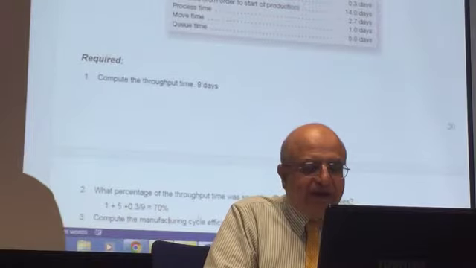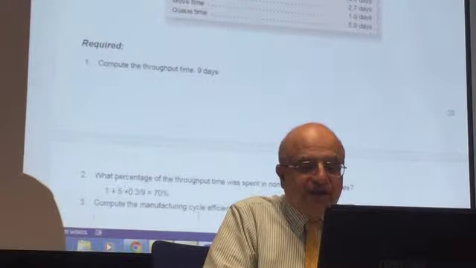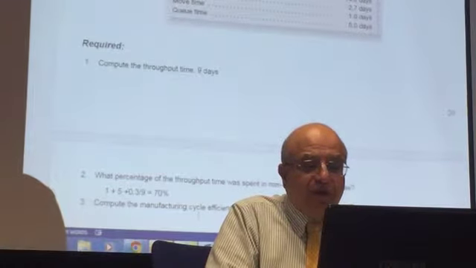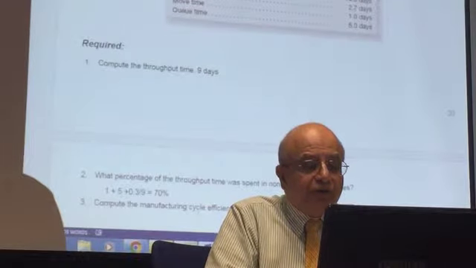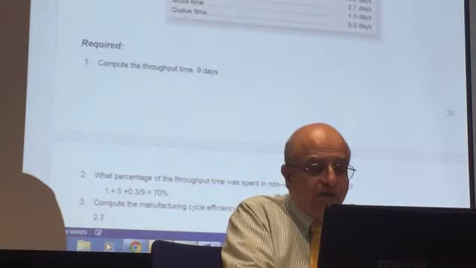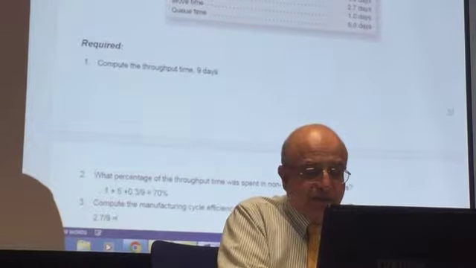And if you look at the MCE for the quarter, the manufacturing cycle efficiency, it's the value added time divided by the throughput time. So the value added time is 2.7 divided by 9, which is 30%.